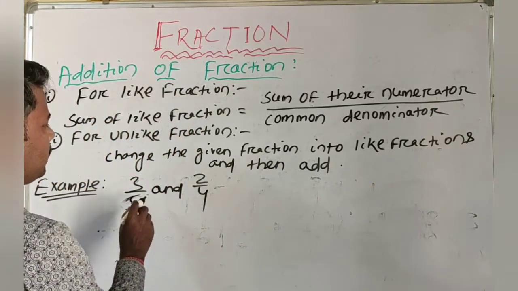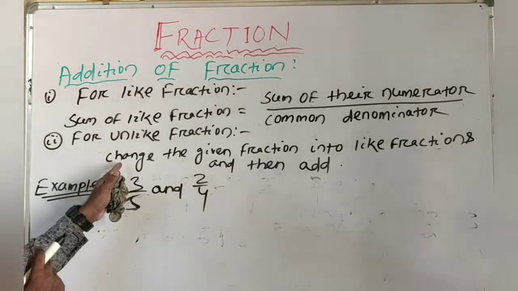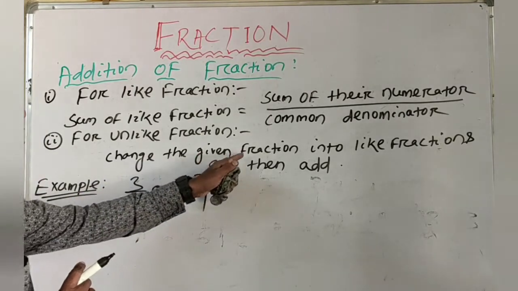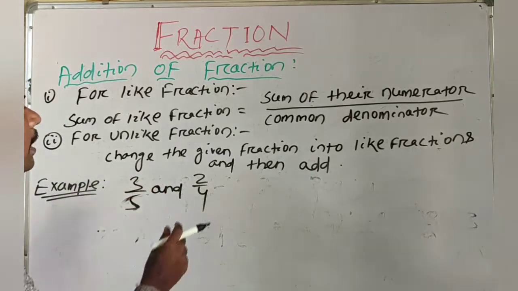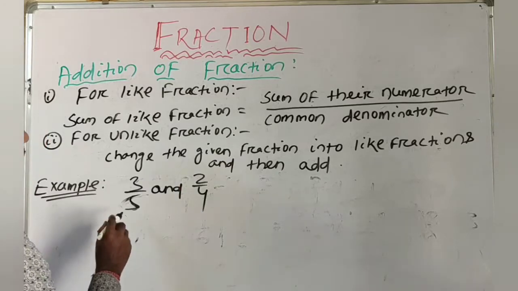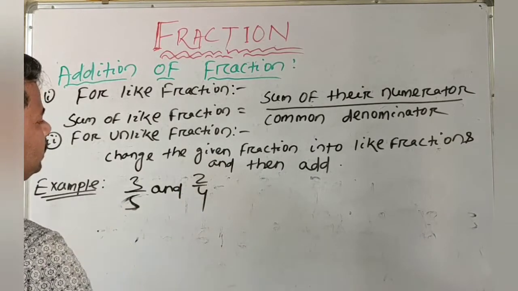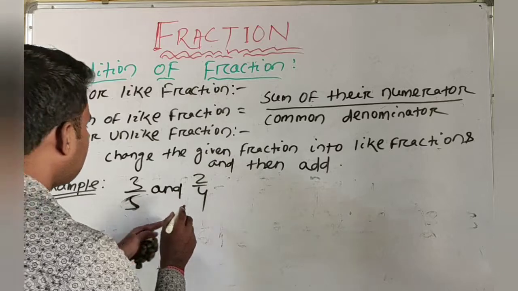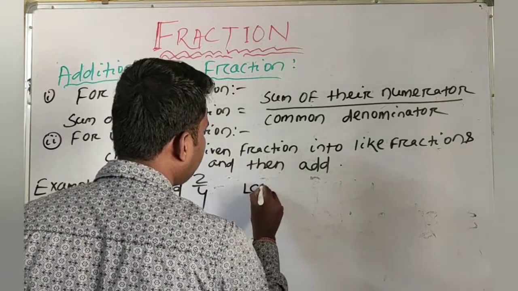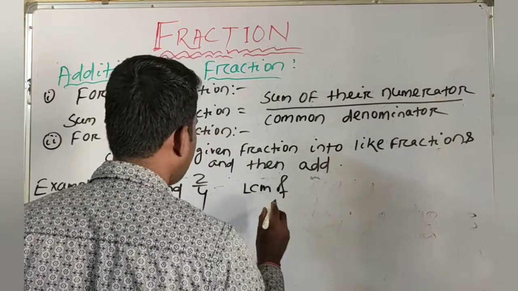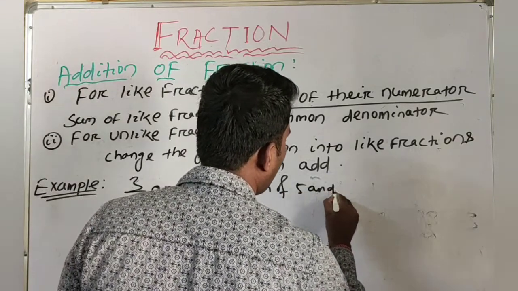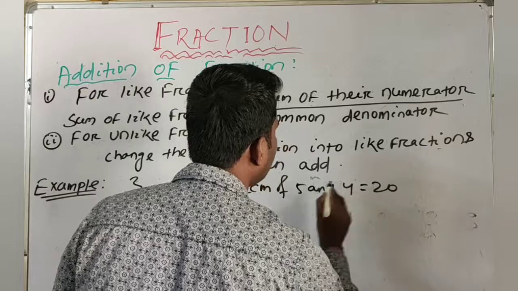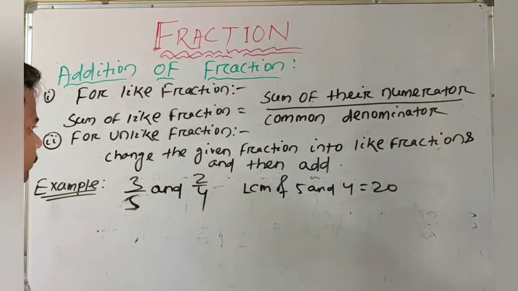Here first we have to change the given fractions into like fractions. So we have to convert to the same denominator. How will we convert both fractions into like fractions? We have to take the LCM of the denominators. The LCM of both denominators 5 and 4 is equal to 20 because both are co-prime numbers.